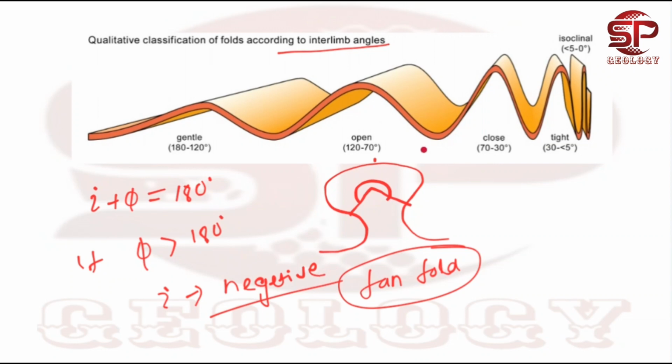So all these interlimb angles can be represented on the basis of fold angle. The gentle fold, 180 to 120 in interlimb angle, in terms of fold angle will be 0 to 60 degrees. Similarly, you can also define open, close, tight and isoclinal folds.